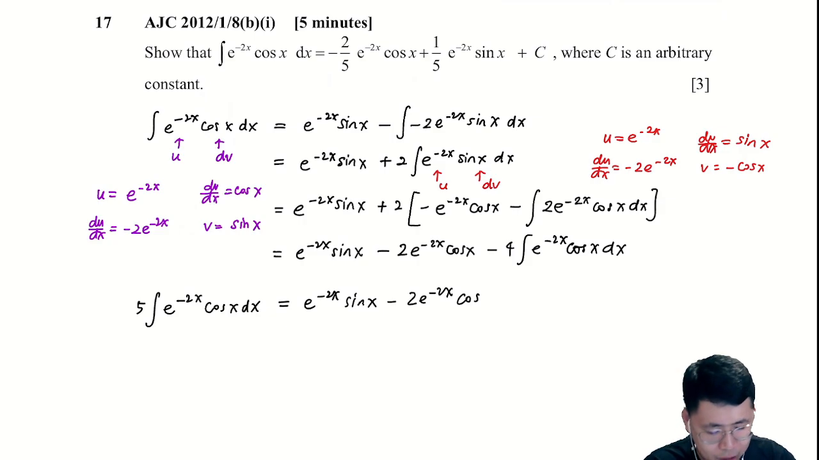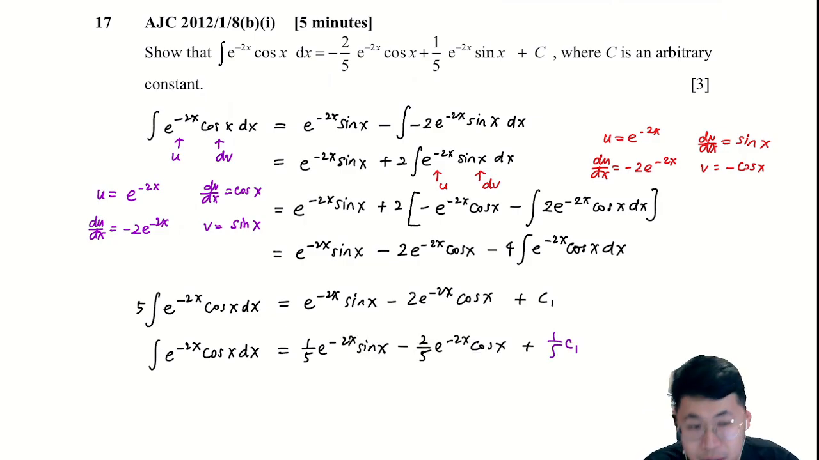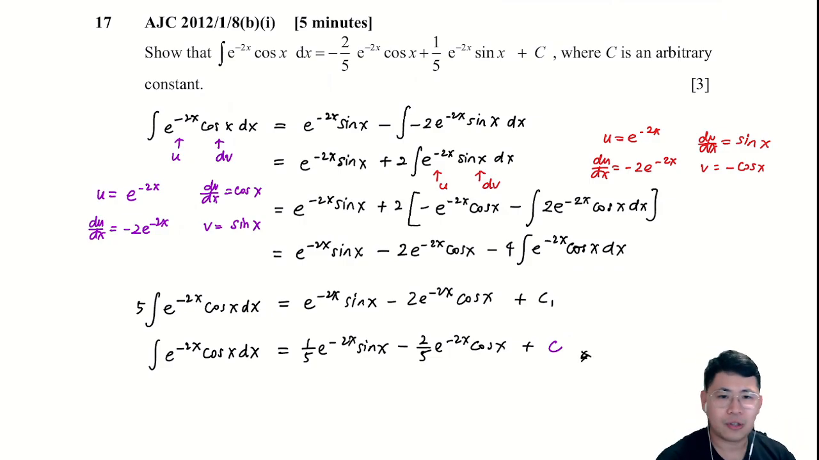Now over here, because I integrated already, technically I need to add C1. Okay, so now with the 5 on the left, I just need to look for one copy of it, so I divide the whole thing by 5. So over here I have 1 over 5 e power negative 2x sine x minus 2 over 5 e power negative 2x cos x plus 1 over 5 C1, which I will rewrite as just C, another constant that we don't know. So like that, we can end the question here.